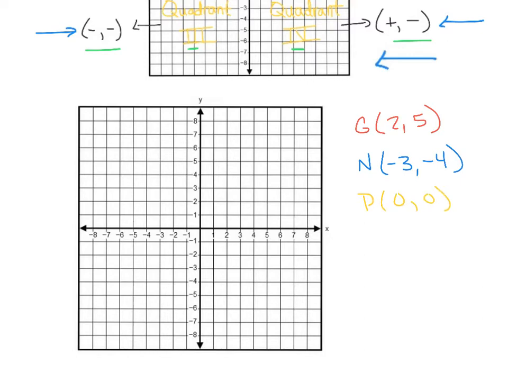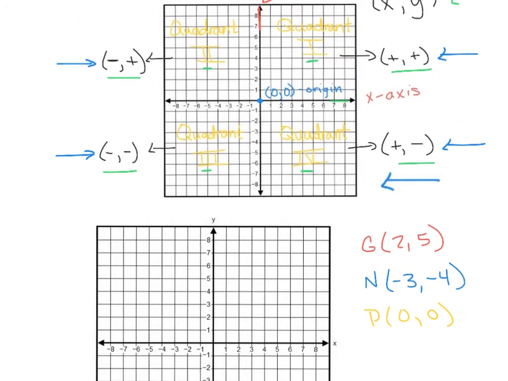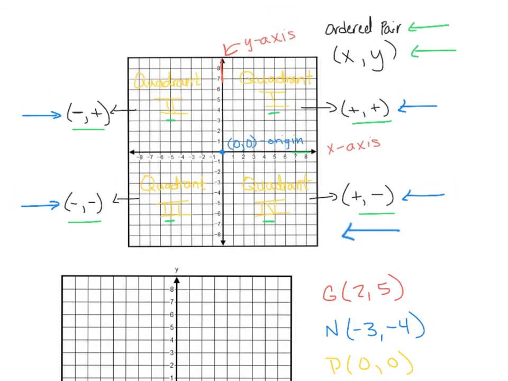Now, if you look up here at our starting picture, we can compare. Both our x and our y are positive, and in quadrant 1, both the x and the y are positive. So we know that this is going to fall in quadrant 1 because we have positive, positive. N is -3, -4. So we look up and we see where are both of our x and y negatives? Right here. So we know that this point has to fall in quadrant 3.